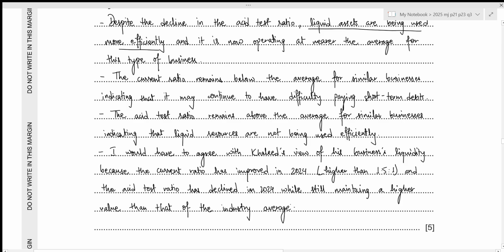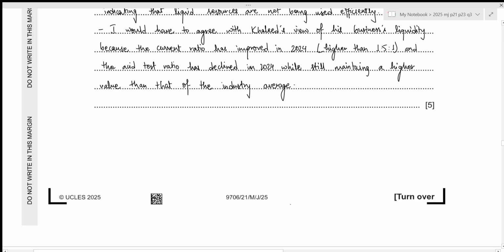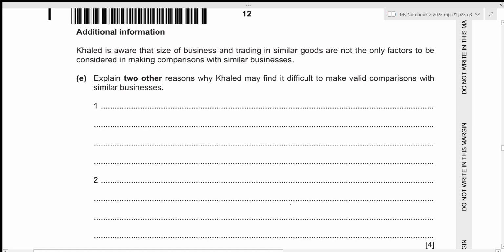All right, that is all for this part. Let's move towards the next one. We again have some additional information. Khalid is aware that size of business and trading in similar goods are not the only factors to be considered in making comparisons with similar businesses. We need to explain two other reasons why Khalid may find it difficult to make valid comparisons with similar businesses. So the very first thing is businesses may have used different accounting policies, and as a result, comparisons cannot be valid. Let's write it down.